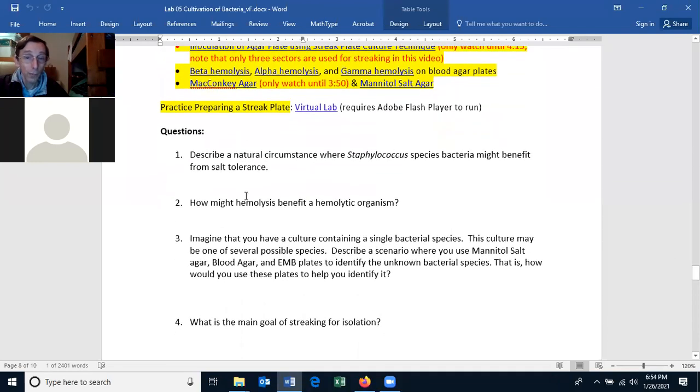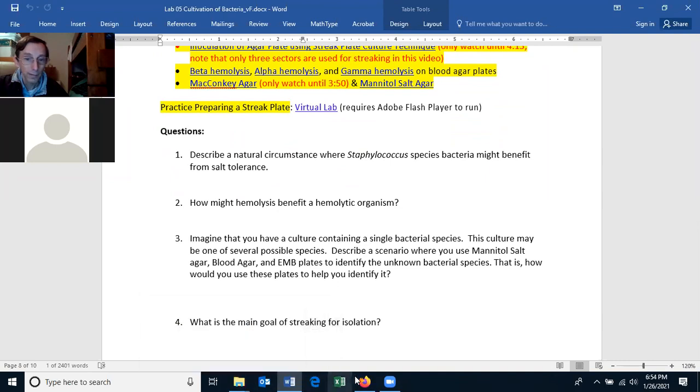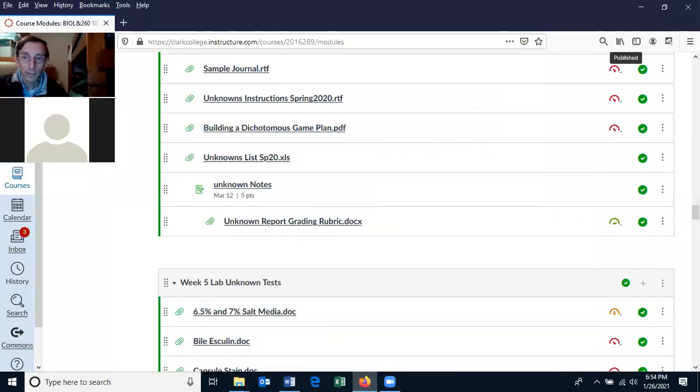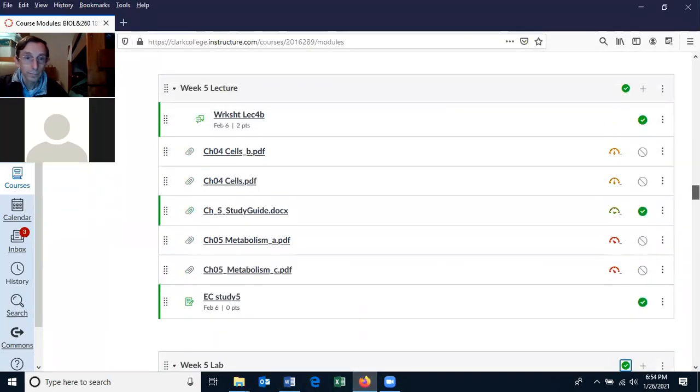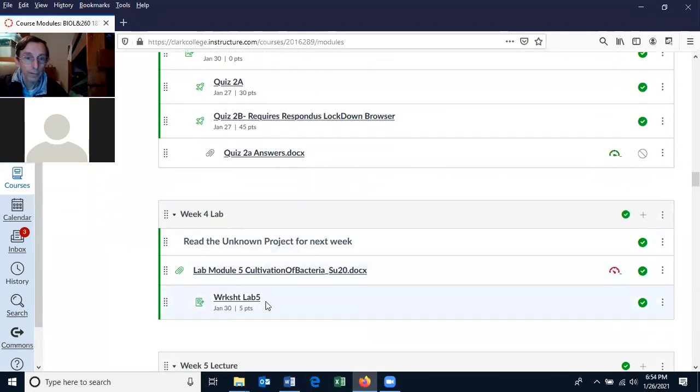All right, and then work on your questions. Don't work on them here. Work on them in the worksheet, which is shown here. Worksheet Lab 5. And that's due Saturday, January 30th, and it'll be worth 5 points.